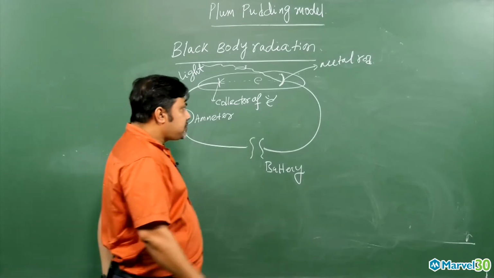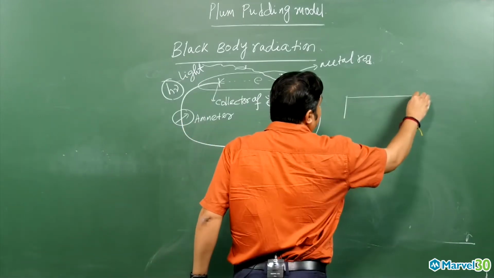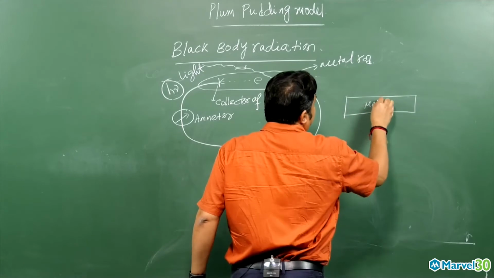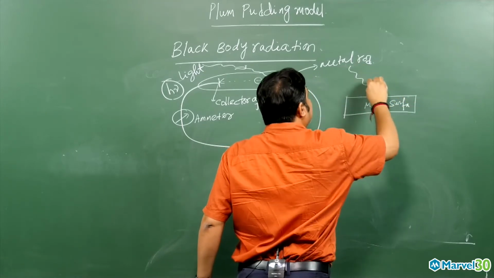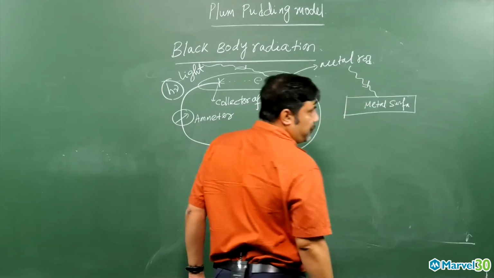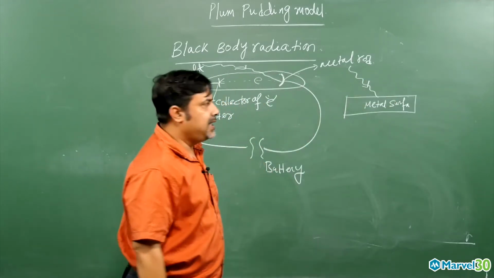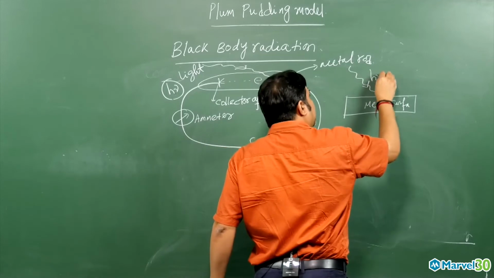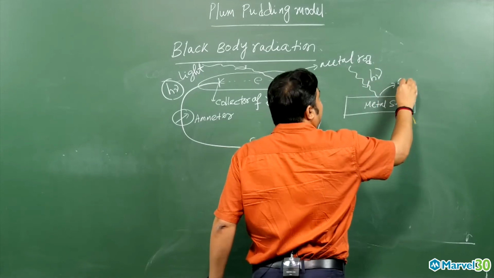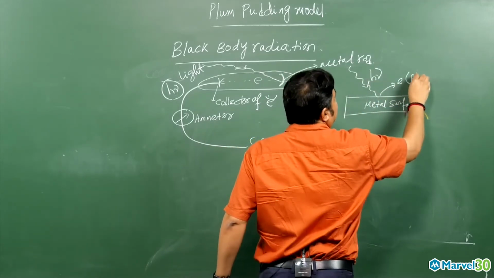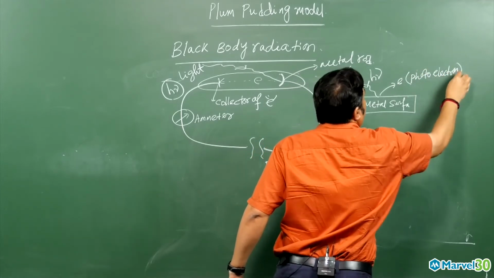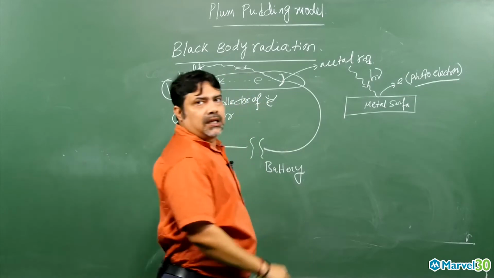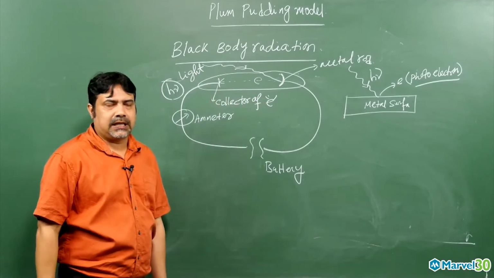Now if you look at it, there is a metal surface. This is a metal surface. When light comes, light is composed of photons which have an energy of h nu. When it falls on the metal surface, it ejects an electron from the metal surface. This is called a photoelectron. The photon is ejecting the electron, so that is why it is called a photoelectron.